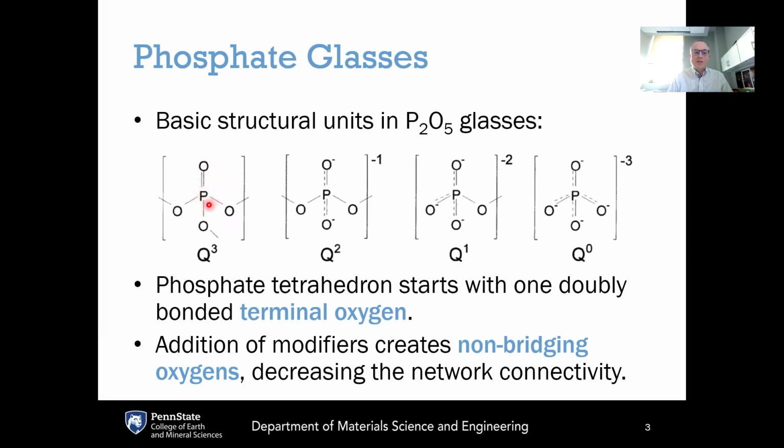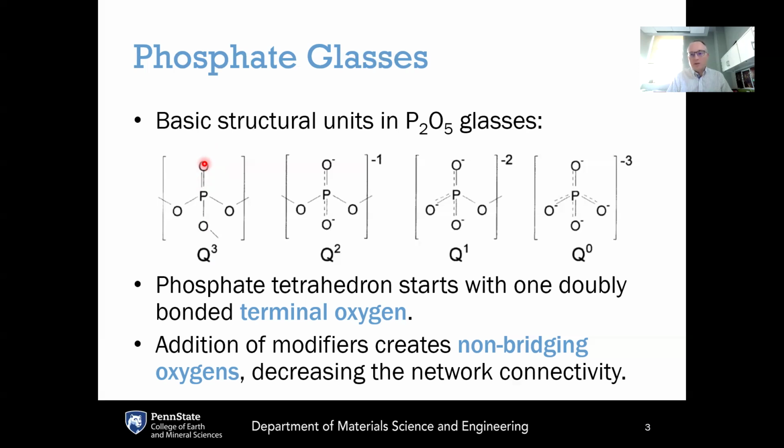And this is because the phosphorus cation has a +5 charge, and this double bond is necessary to maintain the charge balance with 4 oxygens. So 3 of the oxygens are singly bonded and are therefore providing bridging bonds to the neighboring phosphate tetrahedral units. And then the 4th one, this doubly bonded oxygen, is known as a terminal oxygen.